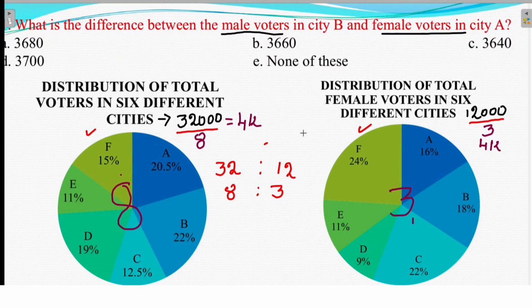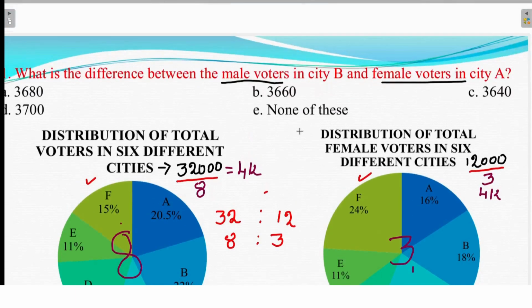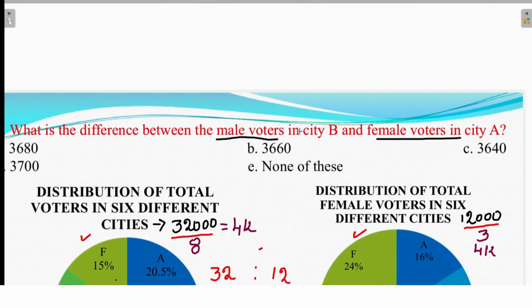So very simple way we can solve it. I need to find out the difference between male voters in city B and female voters in city A. Then I can find the difference. How to find out? See now. If I do the basic method, it's a long process of calculation. Instead of doing that, very easily we can do it. So see now how to do it.